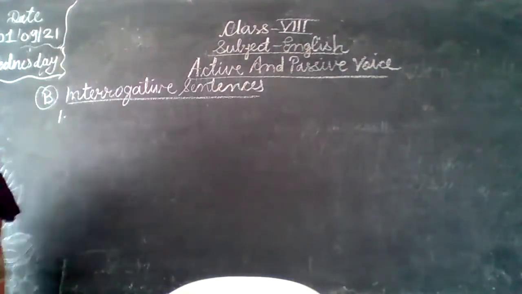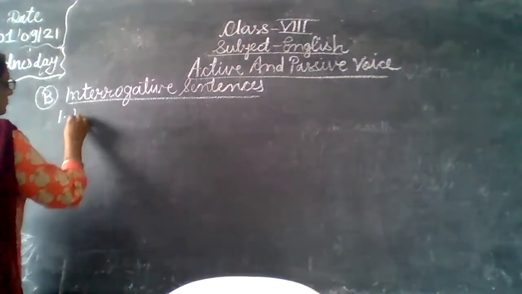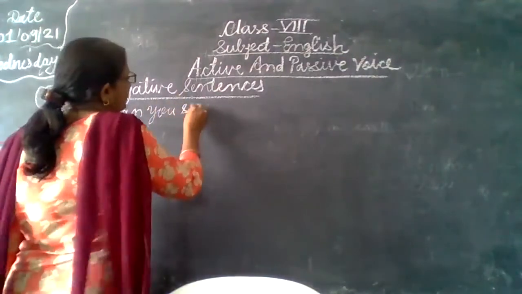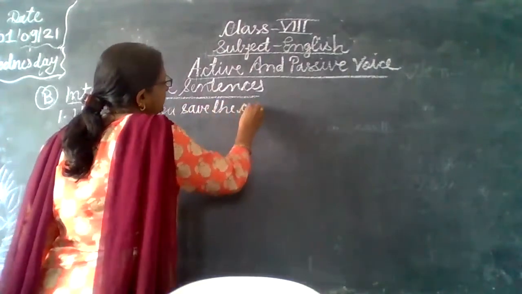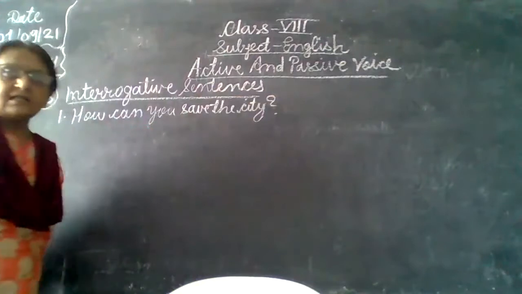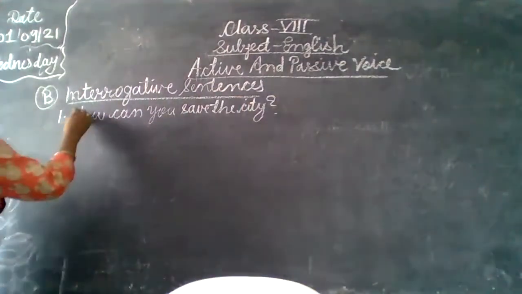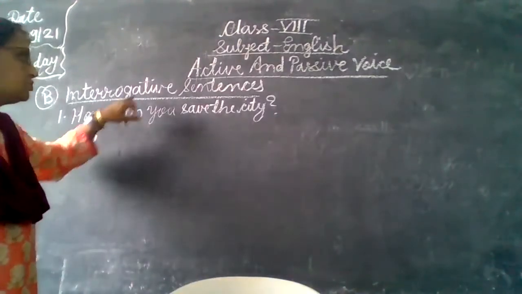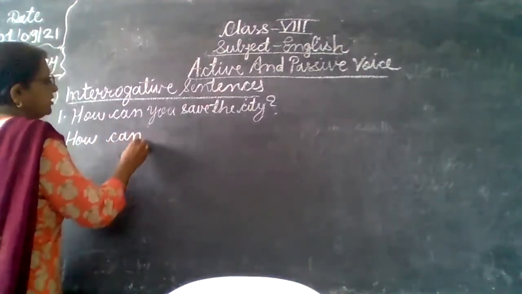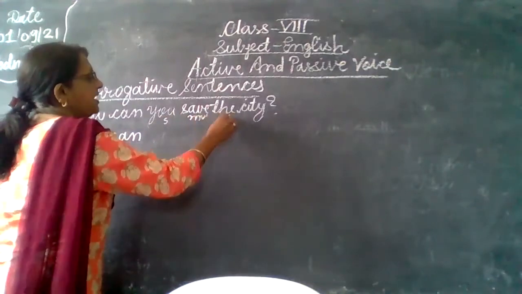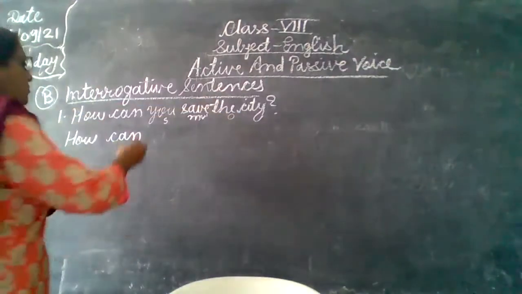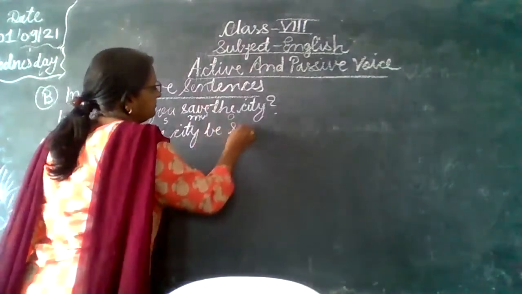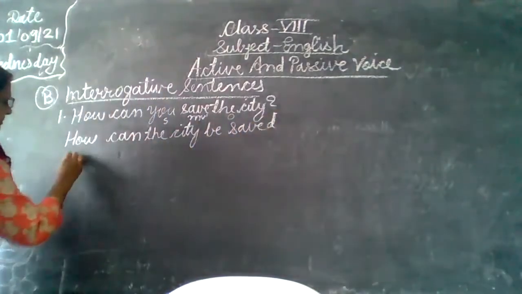First sentence, suppose our sentence says, how can you save the city? Now listen here. How, as it is, we will write it. Can changes into can be, nothing else, so can is also written as it is. How can you? This is our subject, main verb in the first form, and object. So we will first take the object: how can the city be saved by you.